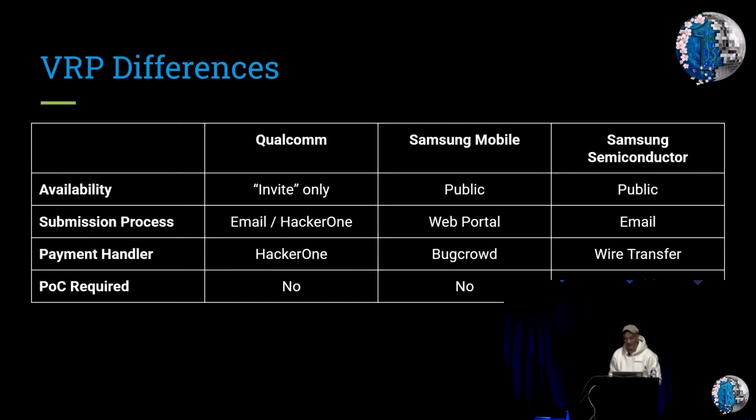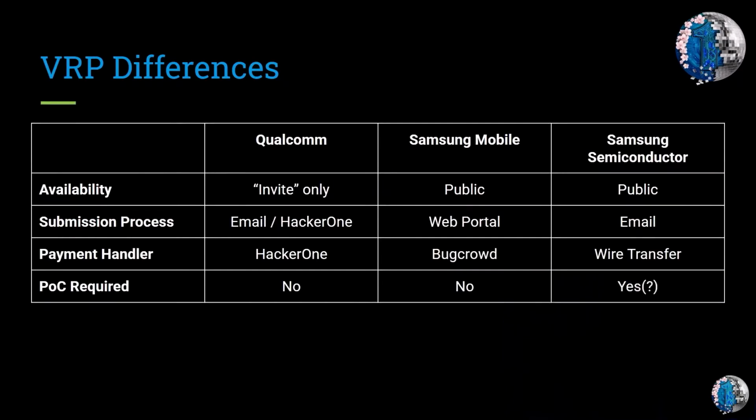So real quick, just for the new folks, I wanted to do at least a brief overview of VRP and how different they are across different companies. These are the three that I'm most familiar with, and some criteria that I think is relevant to each of them. The Qualcomm one is invite only. It's a soft invite only. That's why it's in quotes.